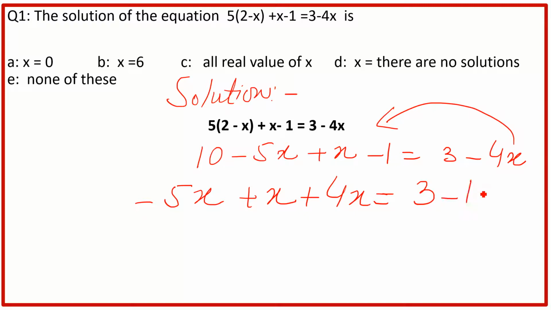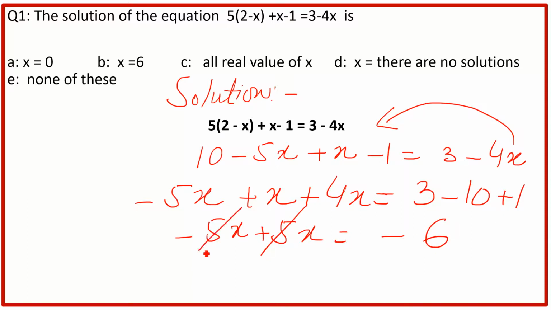Constant means they do not have any variable with them. So this is negative 5x, it becomes positive 5x, which is equal to 4 negative 6. So the positive and negative cancel, and this is equal to x. It means no value of x can satisfy this equation.